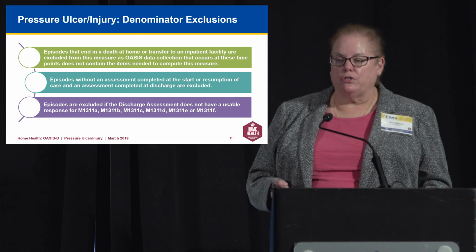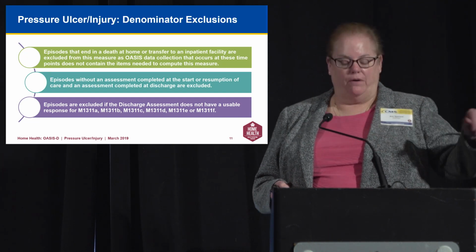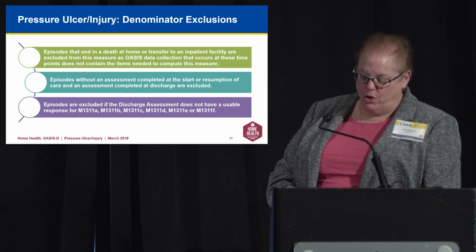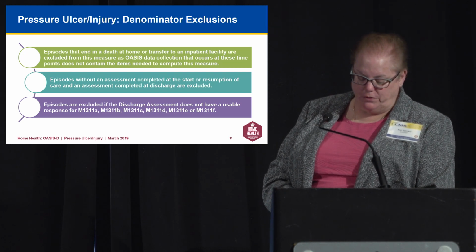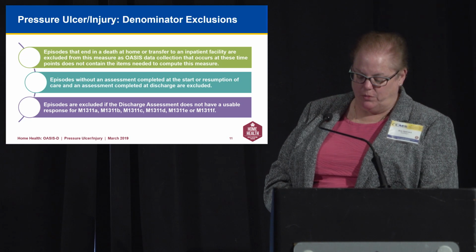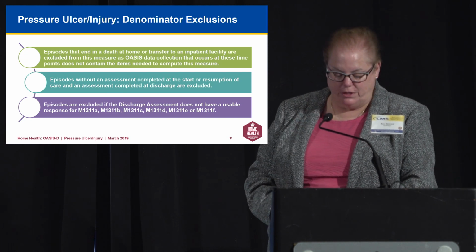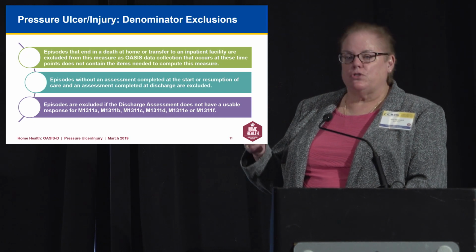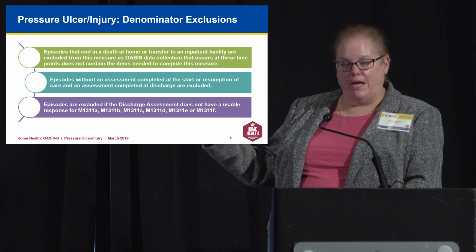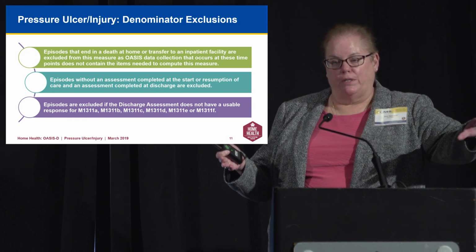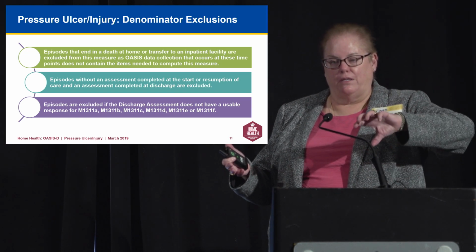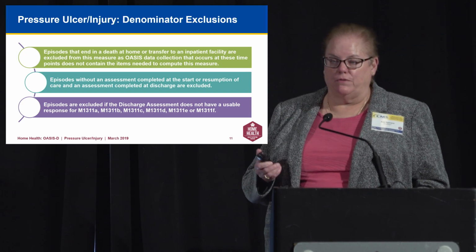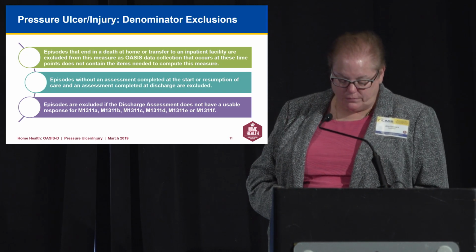So the exclusions, who's going to be taken out of this measure? Well, episodes that end in a death at home or transfer to the inpatient facility are excluded from this measure, as an OASIS data collection that occurs at these time points does not contain the items needed to compare these measures. So if your discharge is due to death, this measure will be excluded, okay? That episode will not be included in your numerator. Or if they're transferred to an inpatient facility, it will be taken out.